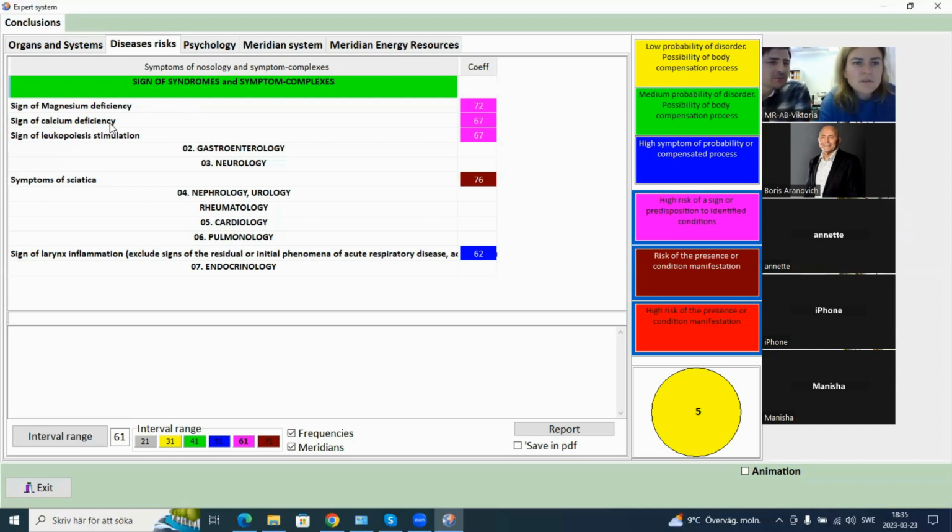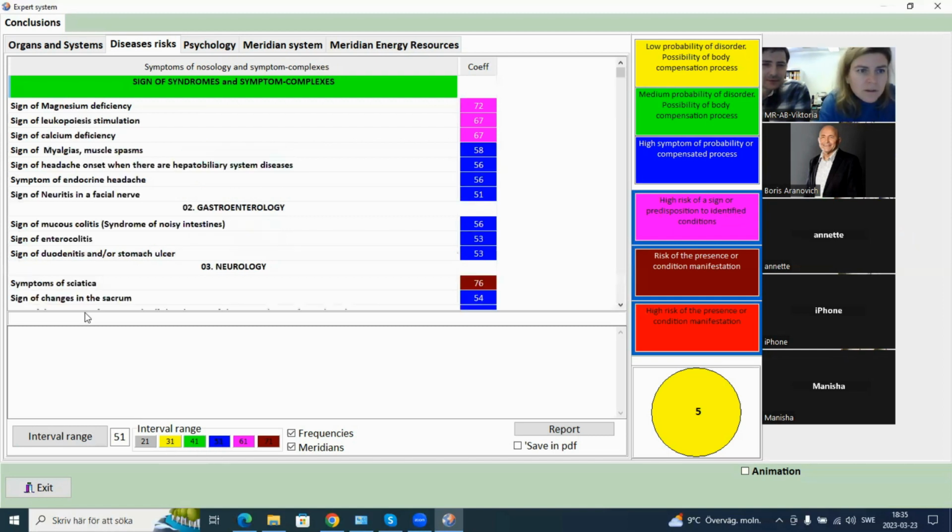So calcium deficiency also. Calcium usually goes together with parathyroid and thyroid gland. We can see something endocrine, headache, and then spasms. So you see here he's in a little spasm everywhere. So it's very good that he's our research person.